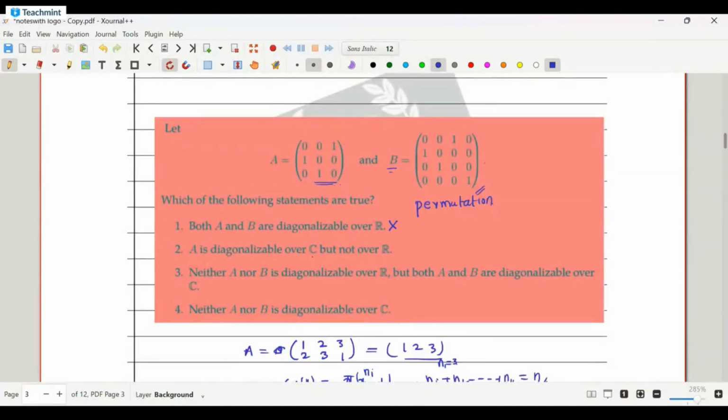A is diagonalizable over C but not over R. So this is true, sir. A is diagonalizable over C but not on R, and neither A nor B are diagonalizable over R, but both A and B are diagonalizable over C. So this one is also true, sir. Neither A nor B are diagonalizable over C, so this one is not. So options B and C are correct ones.